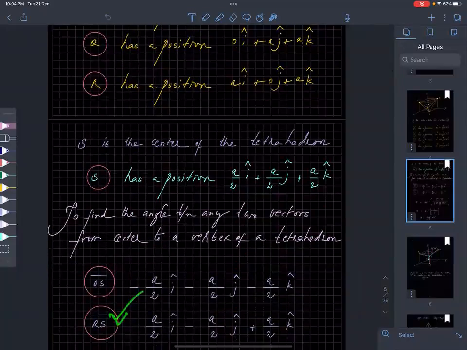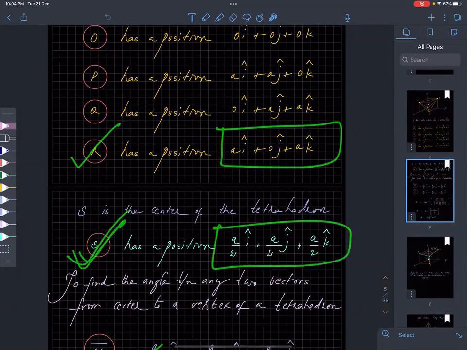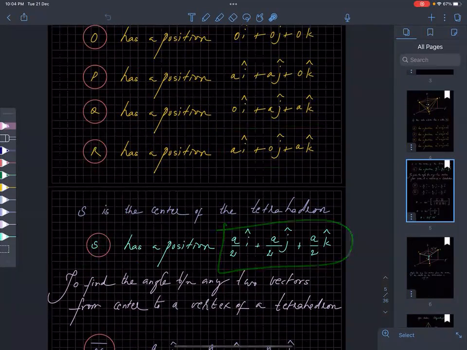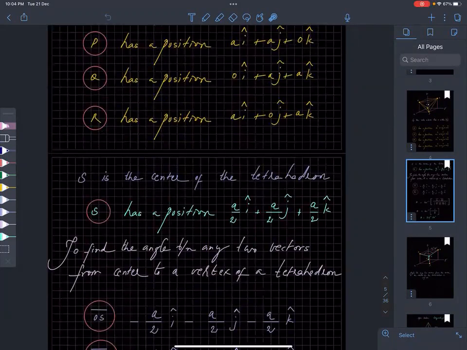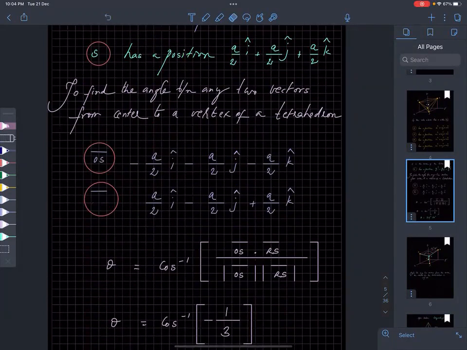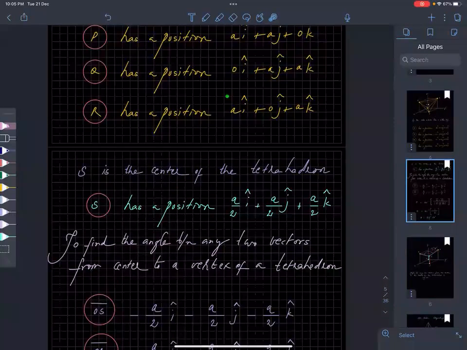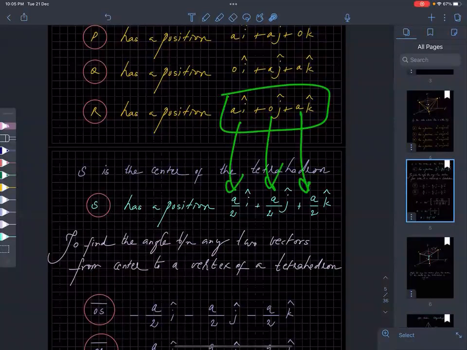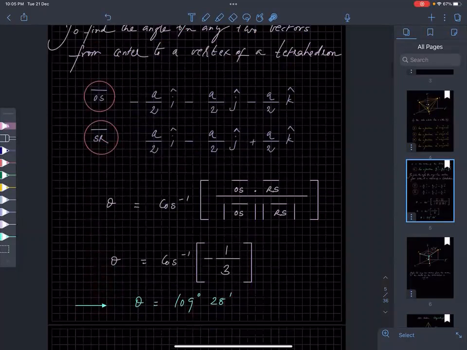Another vector. What about RS? This is R and this is S. So RS is vector R minus vector S, or vector S minus vector R. What will you get? This minus this is A by 2, this minus this is minus A by 2. Correct? So SR is vector R bar minus S bar. R bar minus S bar is A minus A by 2, 0 minus A by 2, A minus A by 2. So A by 2, minus A by 2, A by 2.